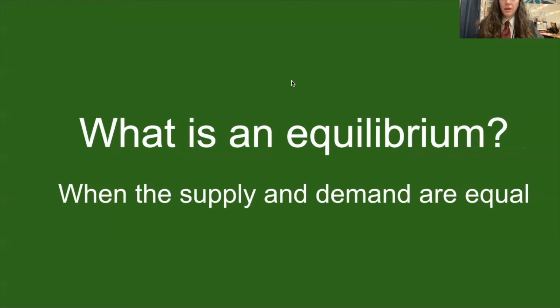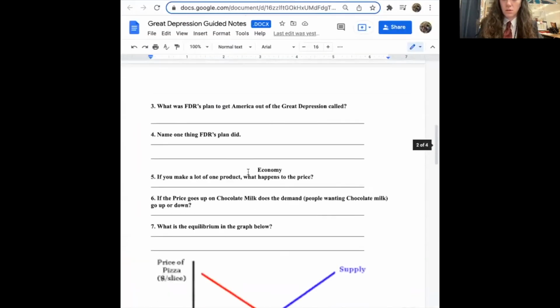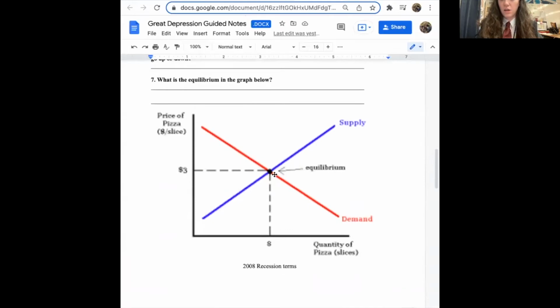So the equilibrium, that was the middle of the graph. Let me see if I can pull up that graph. This should be your guided notes that you should be filling out. The middle of that graph is the equilibrium.